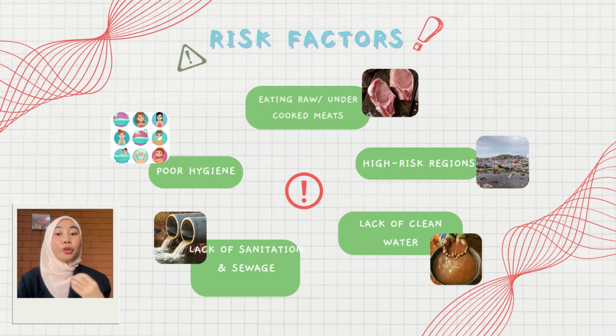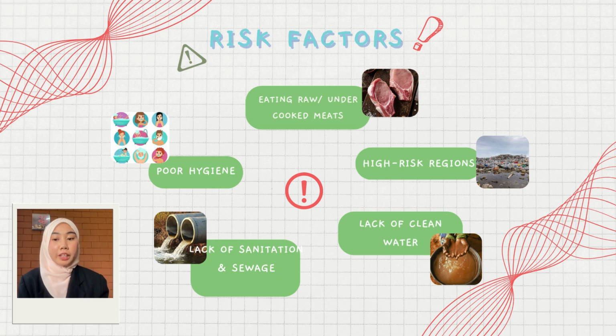Secondly is poor hygiene. Poor hand washing increases the risk of spreading infection. Unwashed fruits and vegetables also can carry tapeworm eggs. The third one is lack of sanitation and sewage. Lack of sanitation and sewage for human waste increases the risk of livestock getting tapeworm eggs from people. This increases the risk of people eating infected meat.